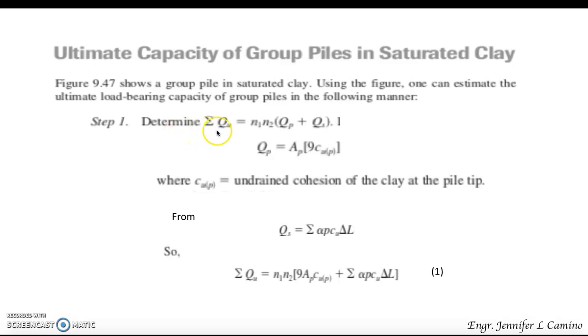We have to determine our summation of Q sub U equal to this equation, where Q sub P is equal to this, and C sub U is our undrained cohesion of the clay at the pile tip. From Q sub S, which is equal to this equation, we can have the value for the summation of Q sub U equal to this expression. You simply have to substitute Q sub P and Q sub S.